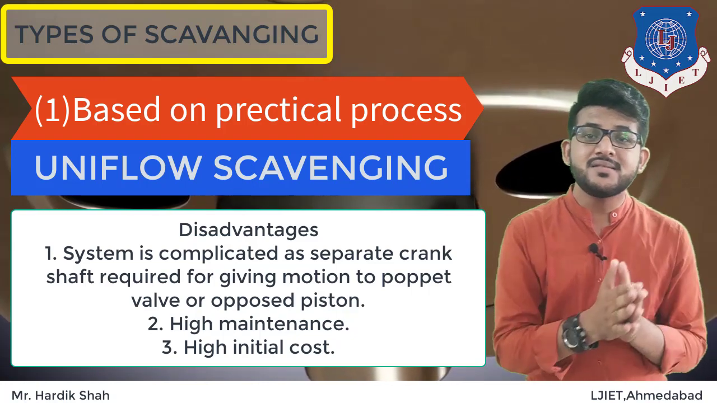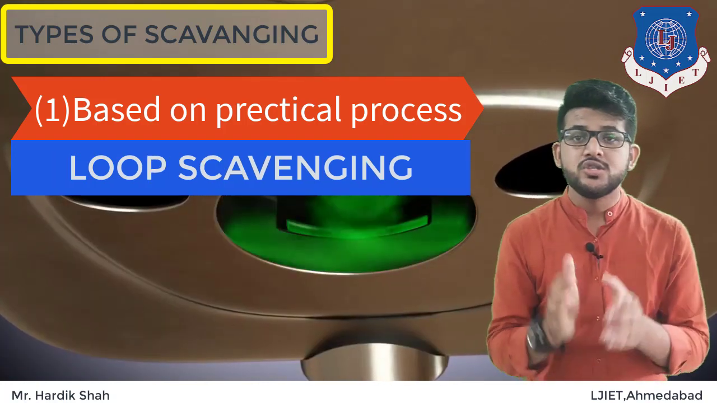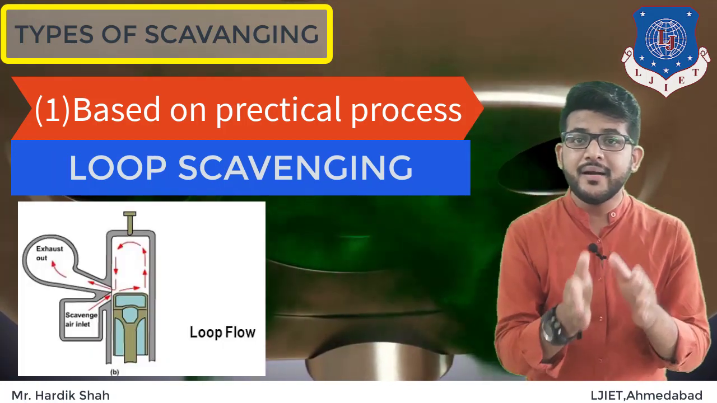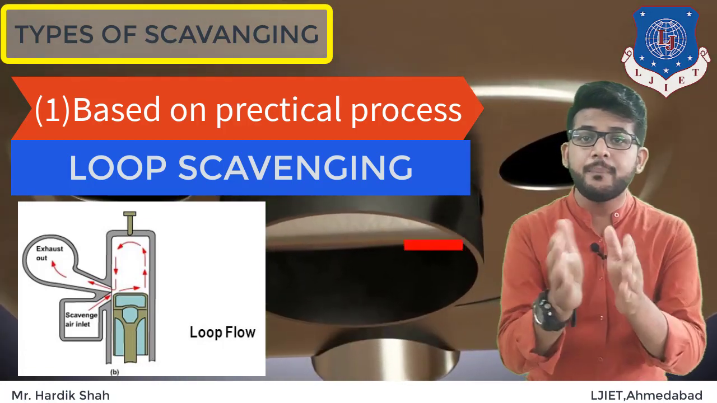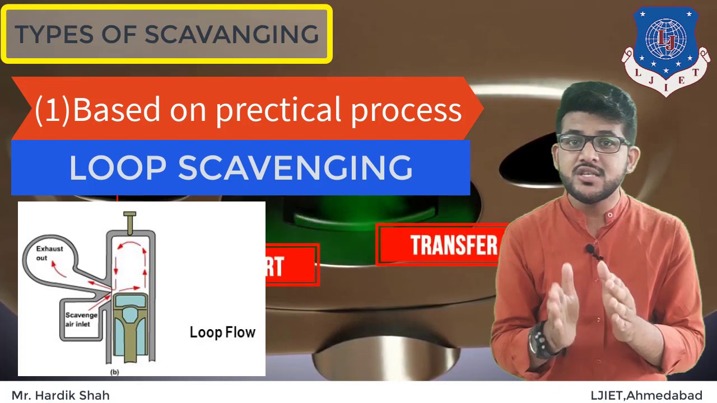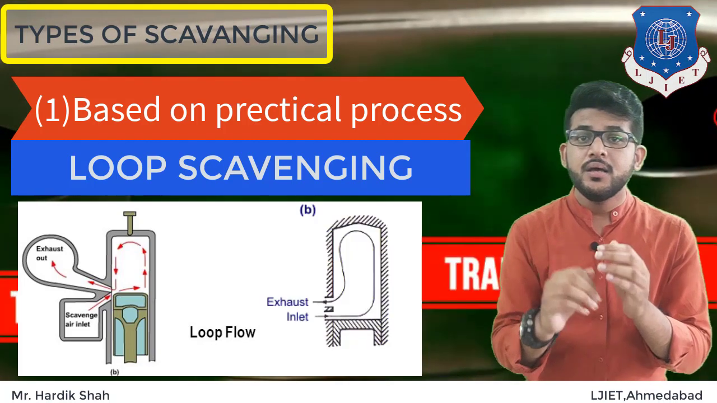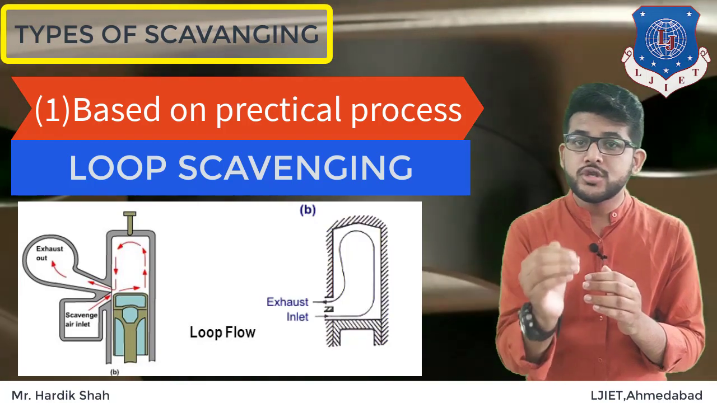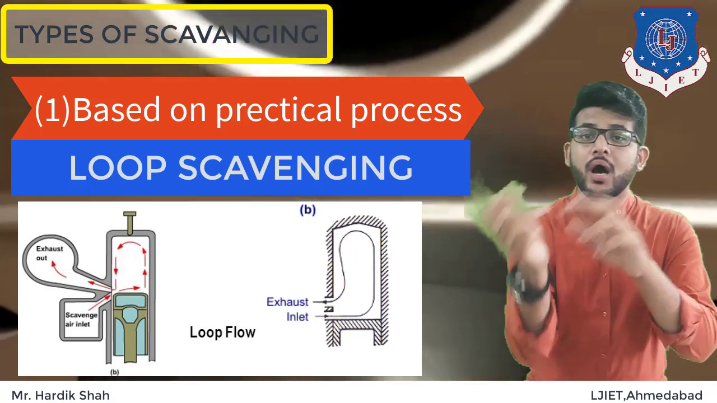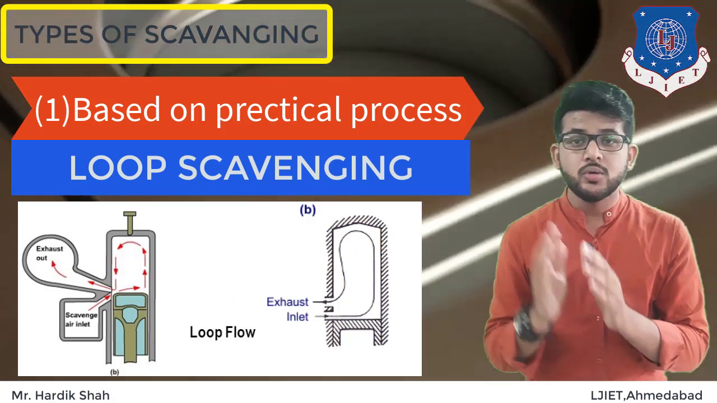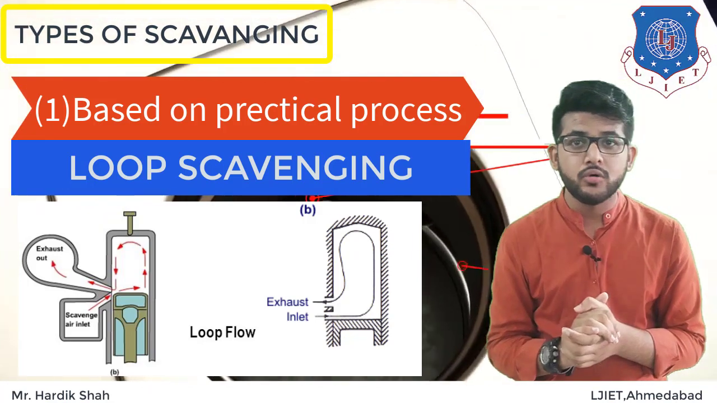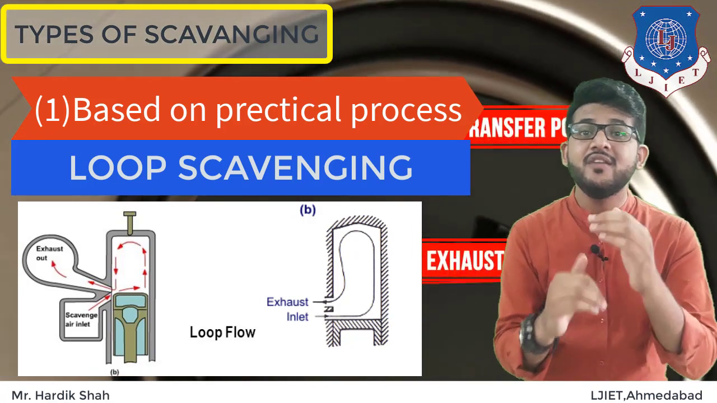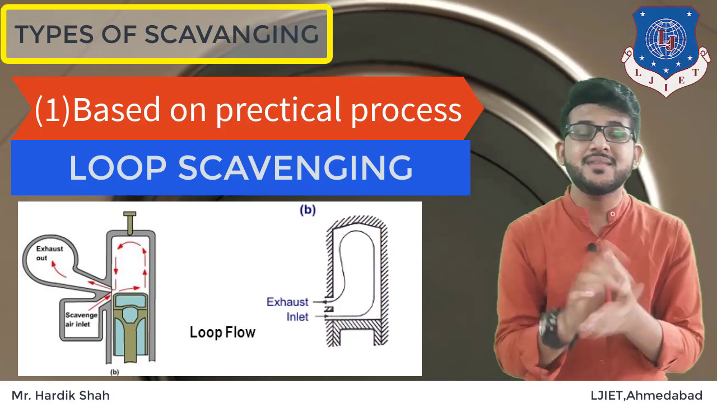Now let's see the second one, that is loop scavenging. So in this method, the inlet and exhaust ports both are situated on the one side of the lower part of the cylinder. So the fresh charge flows in the cylinder in the form of a loop and pushes the exhaust gas to go outward from the exhaust port. So both are on the same side. Okay. And the exhaust gas goes out. So in loop, or you can say reverse scavenging, there are three subtypes.